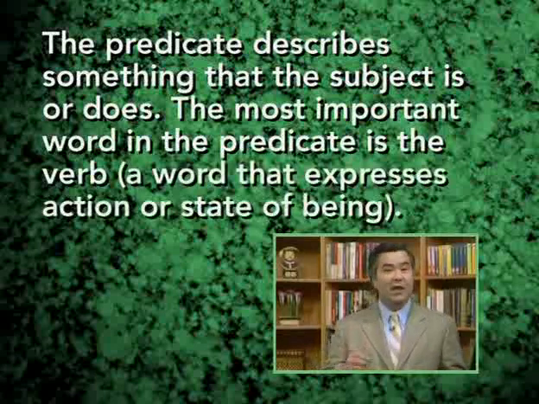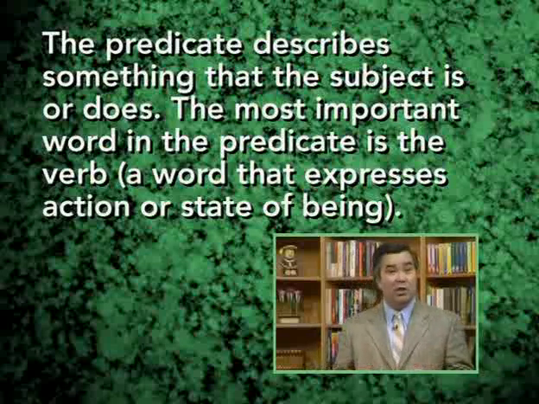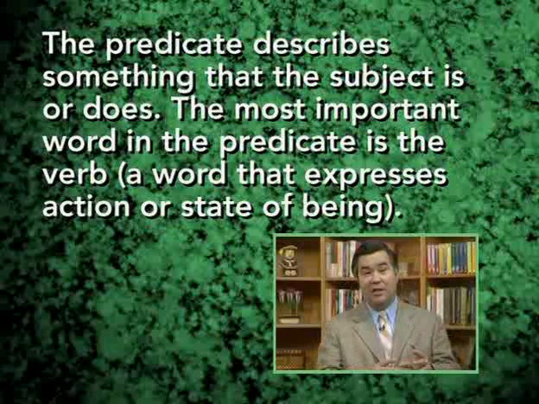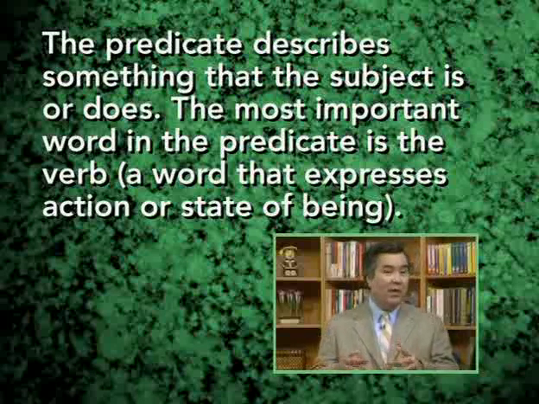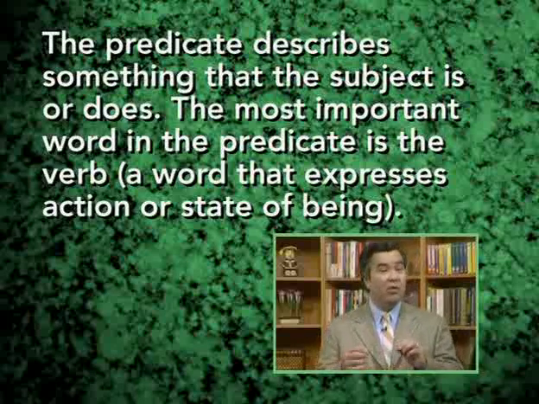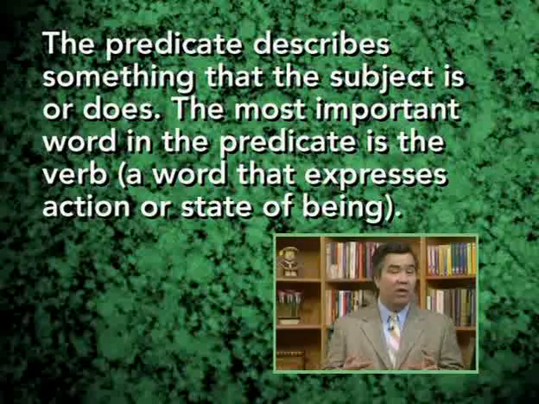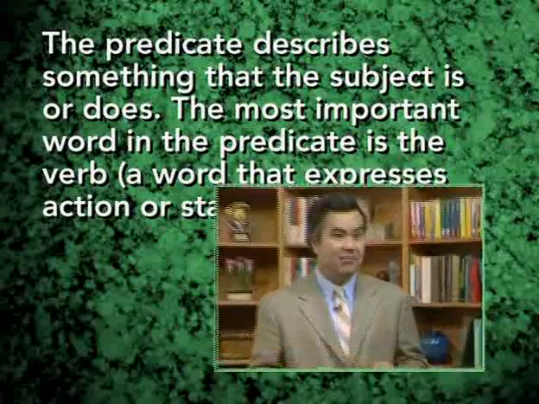A verb is a word that expresses action or state of being. So we now have two main parts to the sentence. We have the subject, which names what the sentence is talking about, and the predicate, which tells what the subject is or does. Once again, within the predicate, there is one most important word to focus on, which is called the verb, and all the other words that are in the predicate are there to give more information about what the subject does. Let's take a look at a couple of examples of sentences and see how they can be divided into subject and predicate.